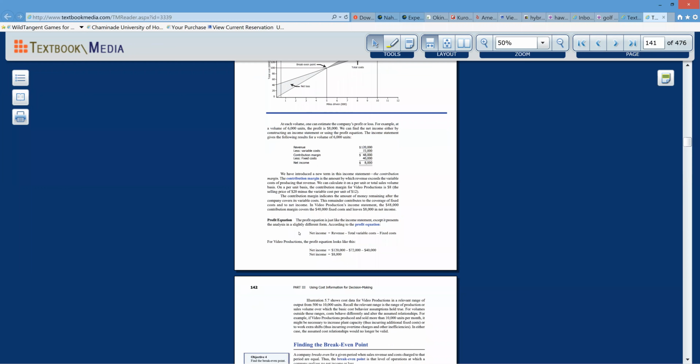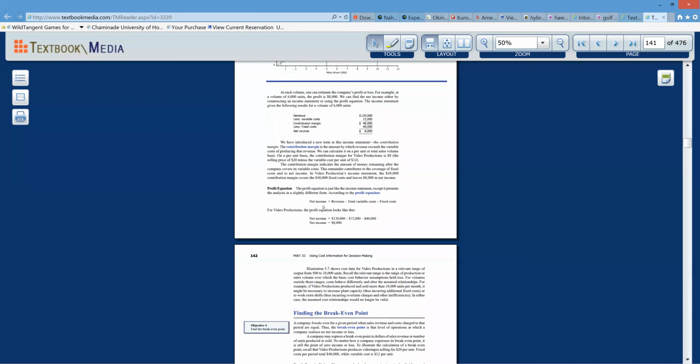So this profit equation down at the bottom of page 141: net income equals your revenues minus your total variable cost minus your total fixed cost. This is something you learned back in MBA610. It's basically what the income statement looks like. This is the variable costing income statement that you saw at the end of chapter 3. So net income equals revenues minus total variable cost minus fixed cost.